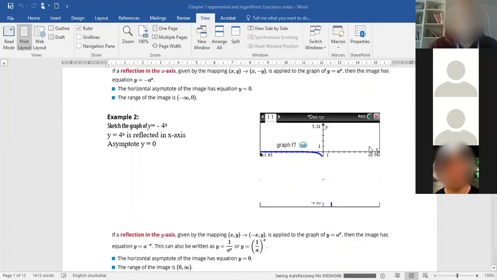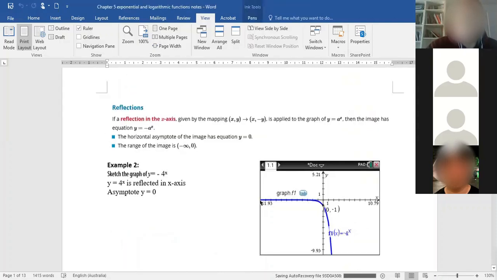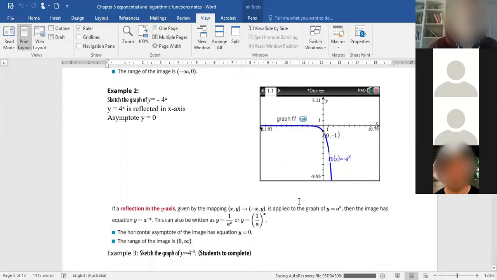Example 2. I haven't told you the range, but the range, of course, if it comes all the way down here, then the range is going to be negative infinity to 0.